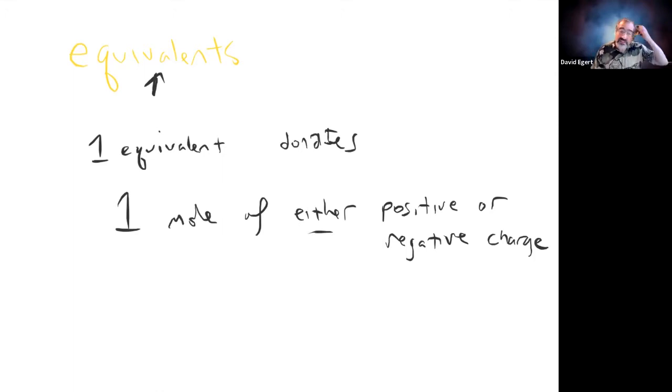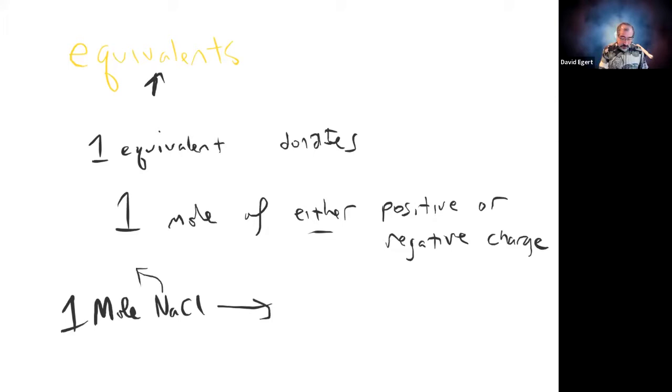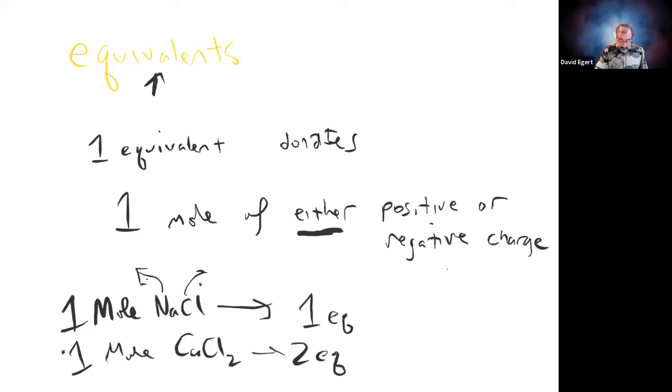So it can get a little confusing. If I had 1 mole of sodium chloride, because this breaks apart into 1 mole of positive and 1 mole of negative, since it's either positive or negative, this would just be 1 equivalent. If I had 1 mole of calcium chloride, that would be 2 equivalents. It just has to do with how many ions are getting sent in.